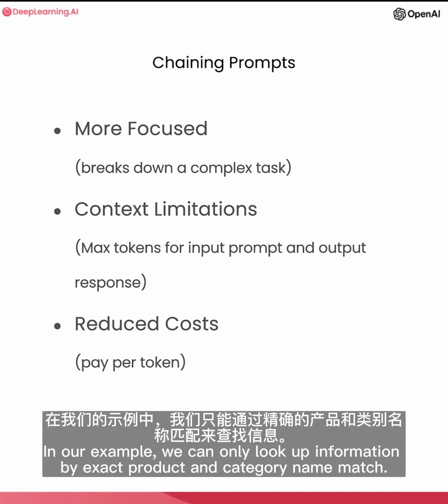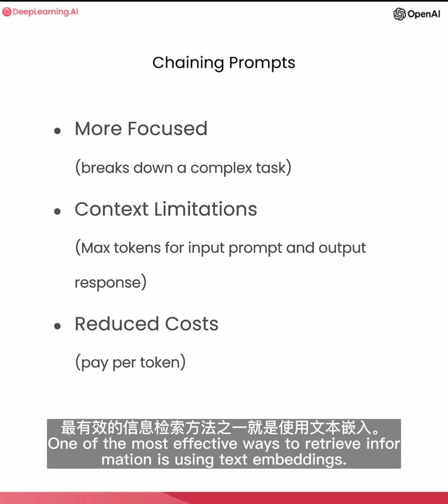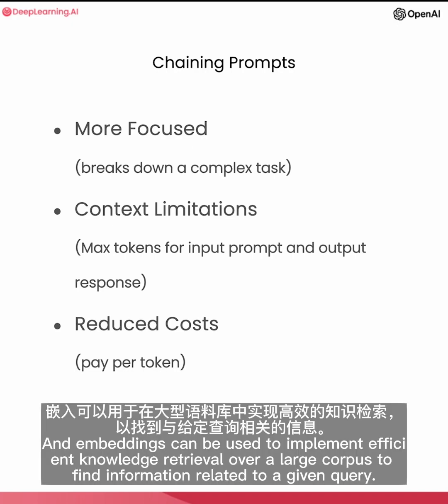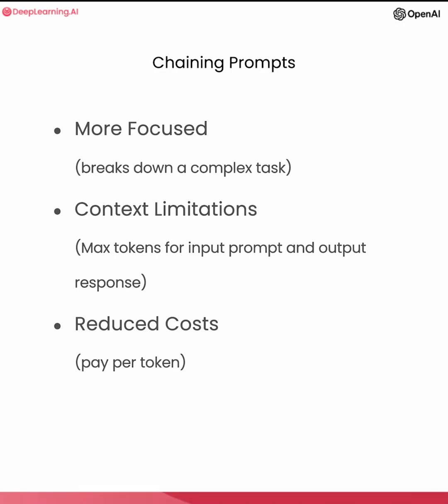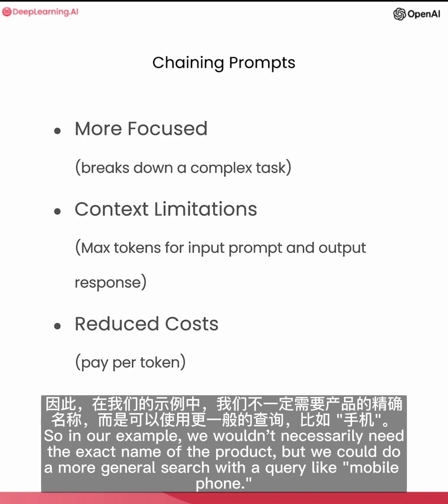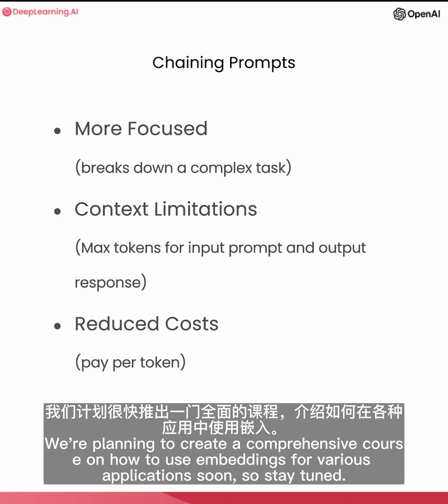In our example, we can only look up information by exact product and category name match, but there are also more advanced techniques for information retrieval. One of the most effective ways to retrieve information is using text embeddings, and embeddings can be used to implement efficient knowledge retrieval over a large corpus to find information related to a given query. One of the key advantages of using text embeddings is that they enable fuzzy or semantic search, which allows you to find relevant information without using the exact keywords. So in our example, we wouldn't necessarily need the exact name of the product, but we could do a search with a more general query like mobile phone. We're planning to create a comprehensive course on how to use embeddings for various applications soon, so stay tuned.